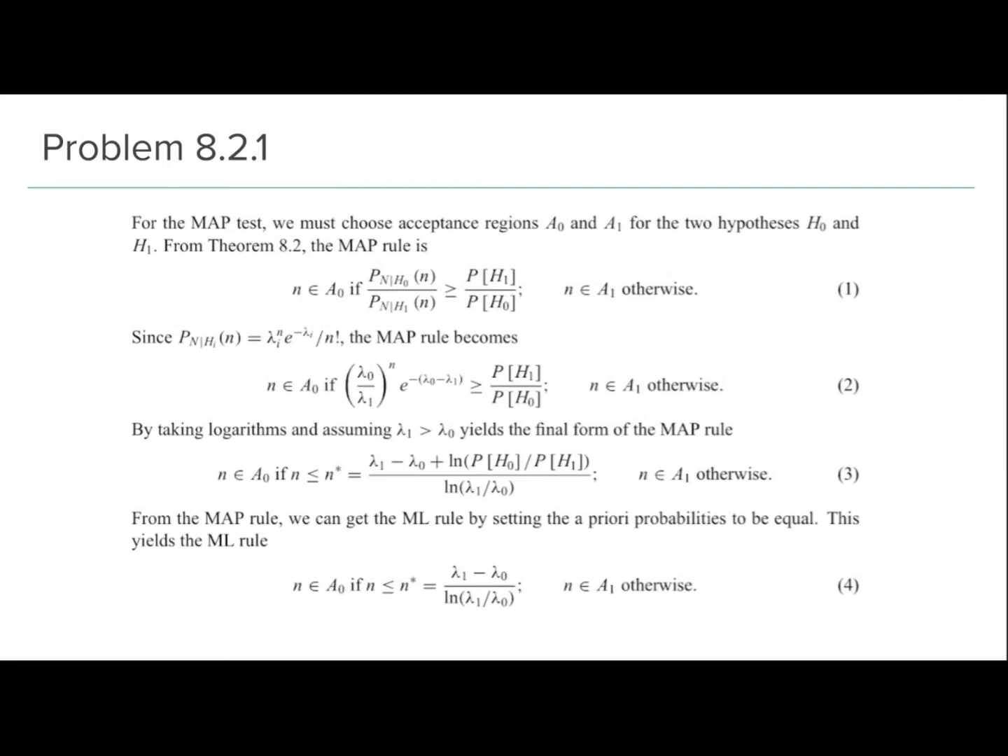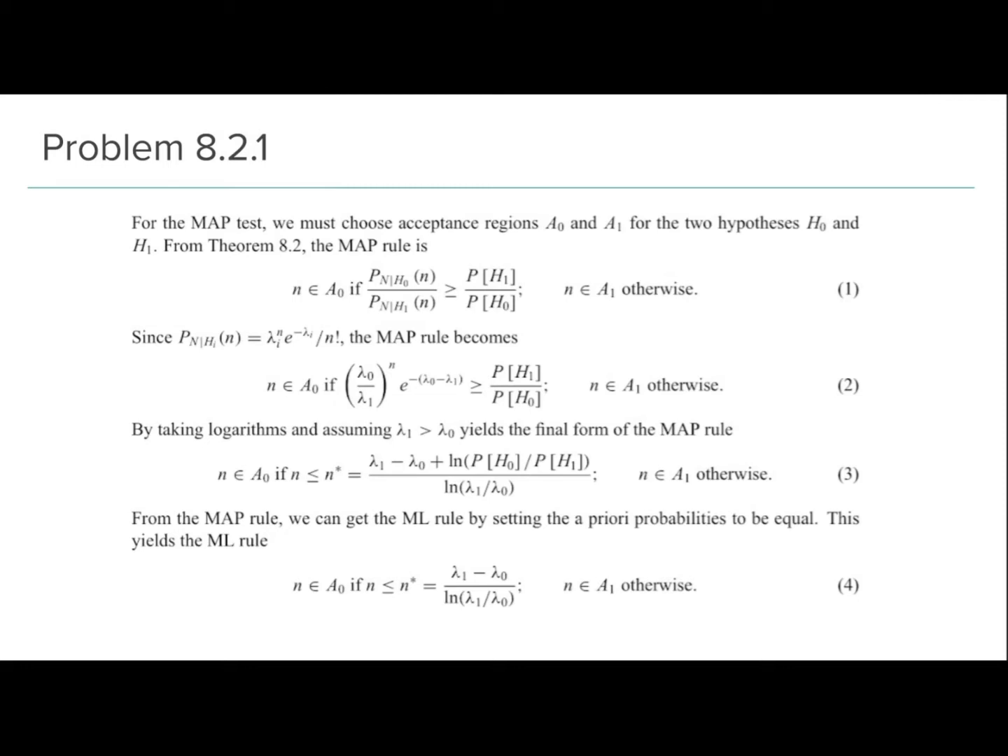So n will belong to A naught if n is less than or equal to n MAP, or n star, which is equal to lambda 1 minus lambda naught plus ln of P of H0 divided by P of H1, divided by ln of lambda 1 by lambda naught. If n is less than or equal to this, it belongs to A naught, and n belongs to A1 otherwise. So now we've obtained the condition for the MAP rule.